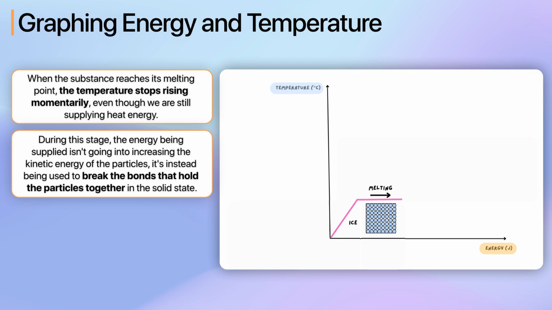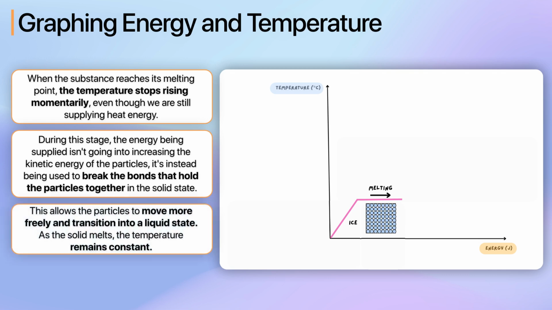Picture the solid structure. It's like a grid of particles held tightly together. The heat energy helps to break those connections, allowing the particles to move more freely and transition into a liquid state. This process continues until all the solid has melted. The temperature remains constant throughout this phase, marking the transition from solid to liquid. Once the entire solid has melted and the substance is now in a liquid state, we move on to the next stage.